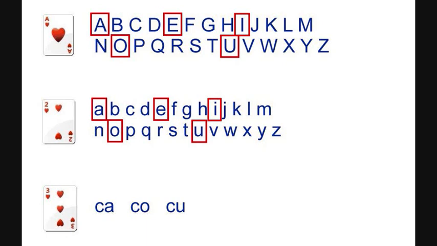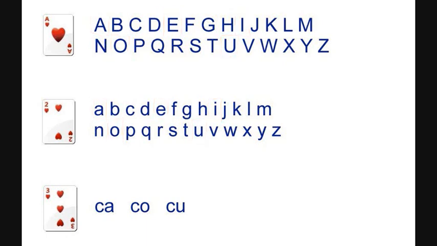The other letters are called consonants. Most of them have only one sound, but others have more than one sound. In a word, the letter C, if followed by the letters A, O or U, sounds like K. Look at the three of hearts. The sounds are Ka, Ko, Ka.